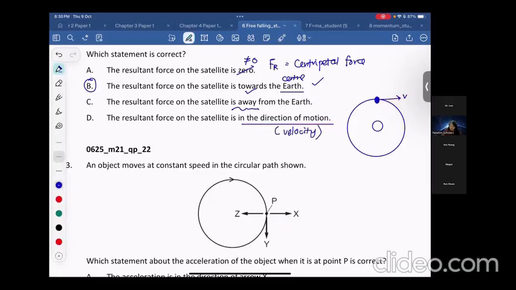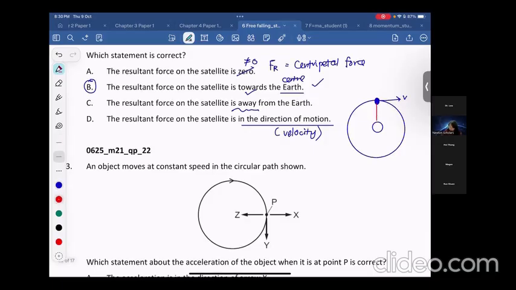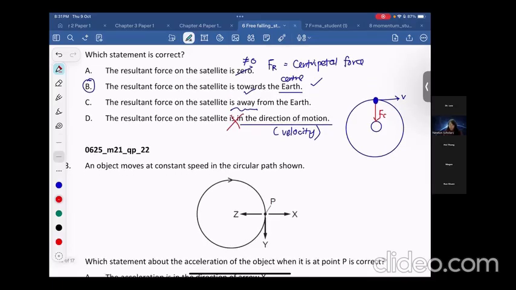Where is your resultant force, dear? The resultant force is always pointing towards the center, so this one is also wrong. So the answer is B. Is it okay? Can we proceed to the next question, dear?